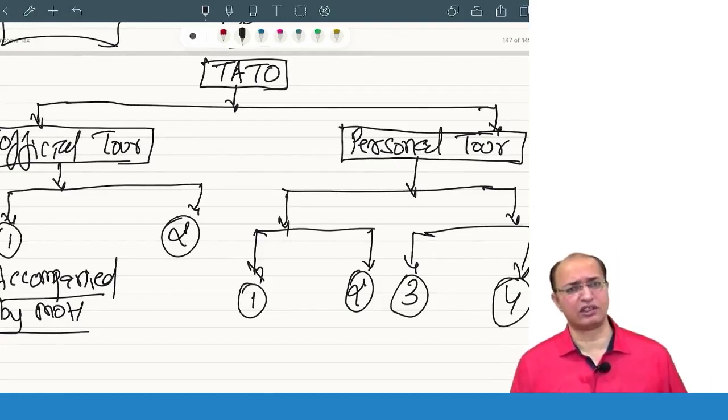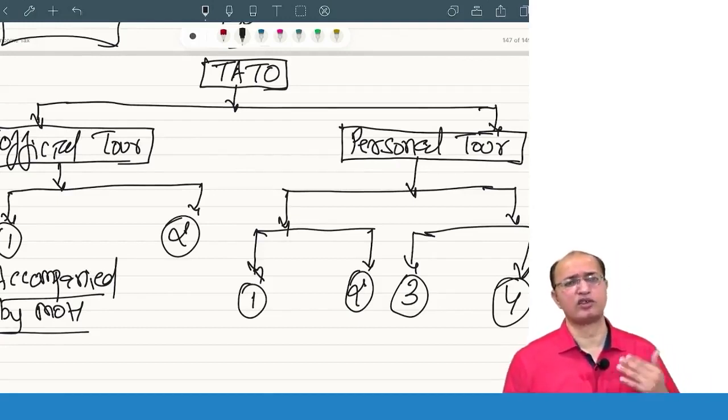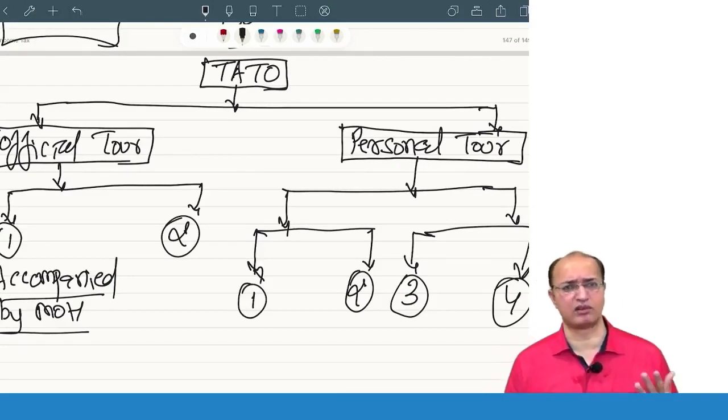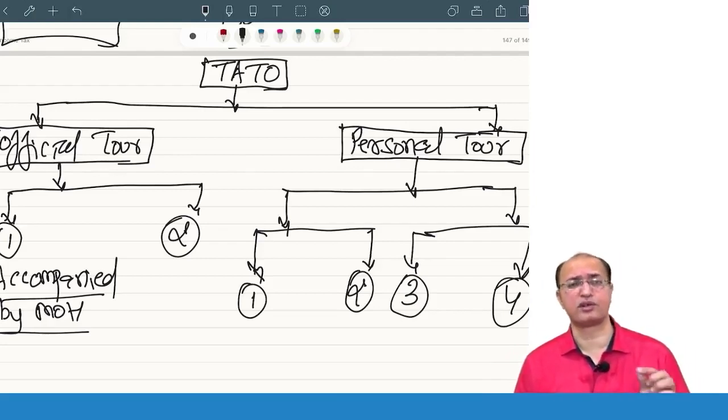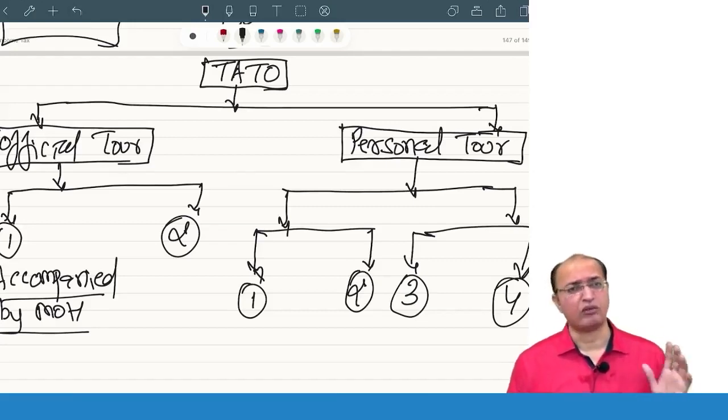Whatever cost is incurred for me, there is no advantage because I am on an official tour. But whatever cost is incurred for my wife, for my spouse, yes, there is a personal advantage. So in that case, something should become taxable. What should become taxable? We should apply the general rule: amount incurred by employer minus amount recovered from employee.